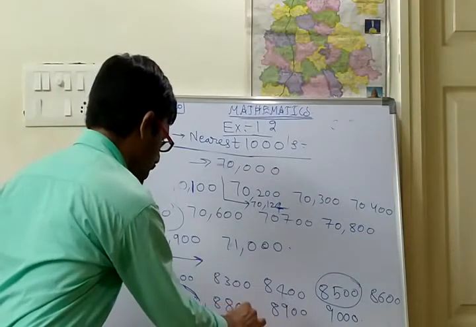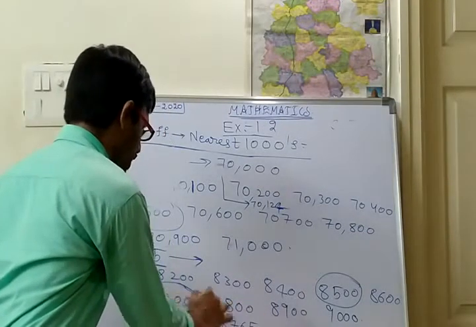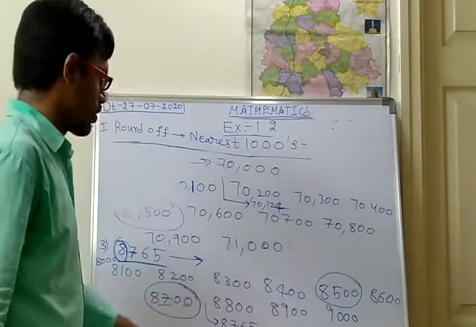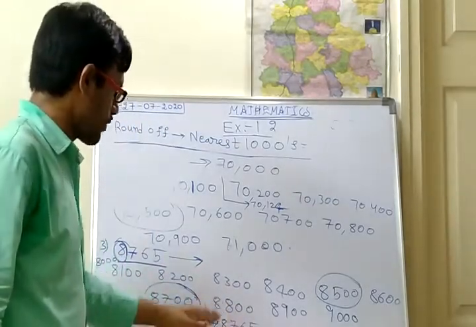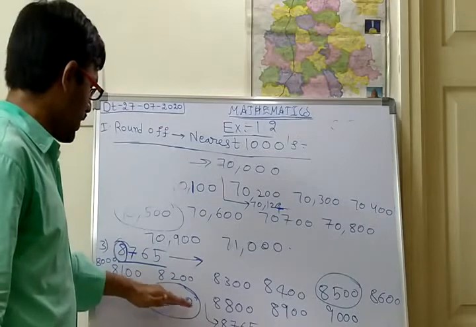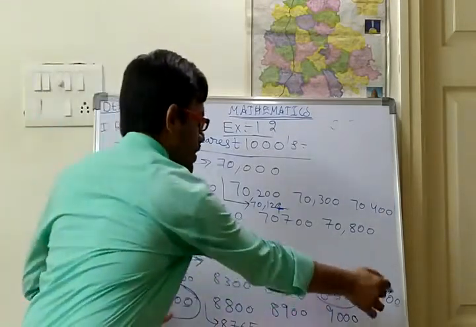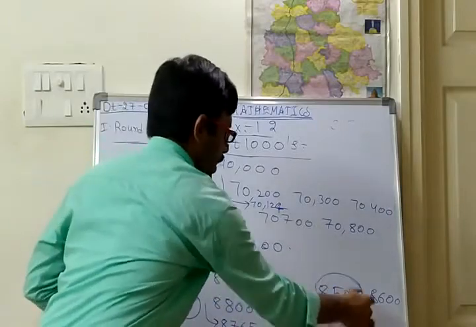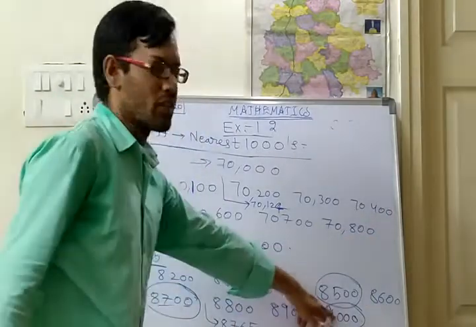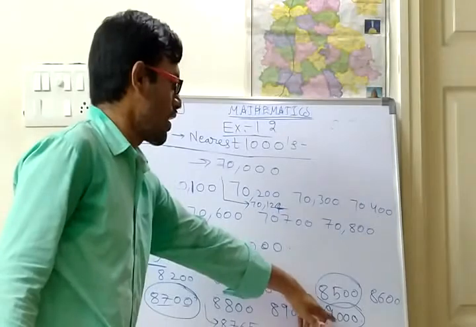8765 is in between 8700 and 8800. So here, what should you identify? What is the nearest thousand for this? After the center number, you should take the next thousand. So what is the next thousand? 9000 is the next nearest thousand.